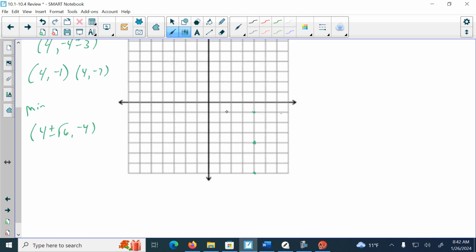Oops, in the wrong place. 2.5, 2.5. And then my ellipse will go something like this. That looks close to a circle.